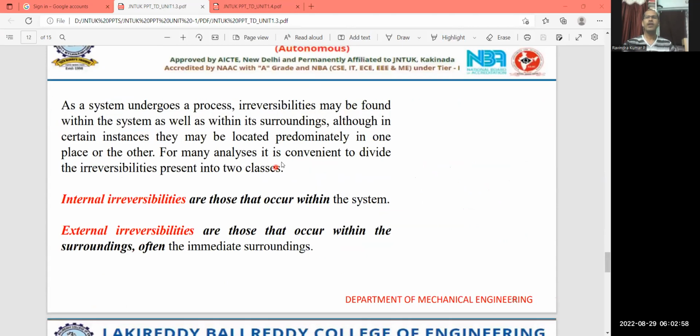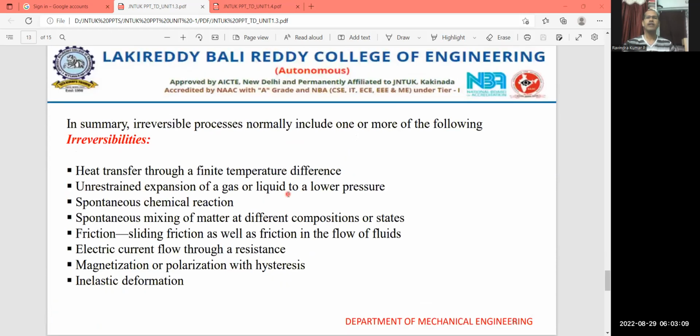In an irreversible process, two varieties exist: internal irreversibilities and external irreversibilities. What are the examples connected to irreversibility? One is heat transfer. That is, heat transfer through a finite temperature difference, which we consider an irreversibility.